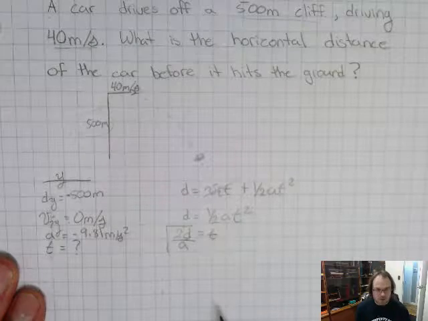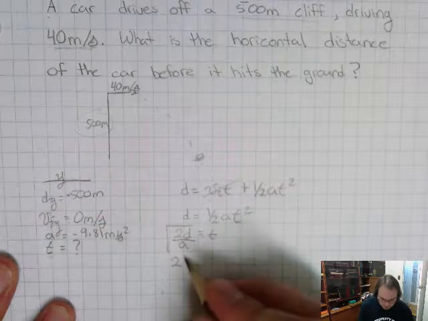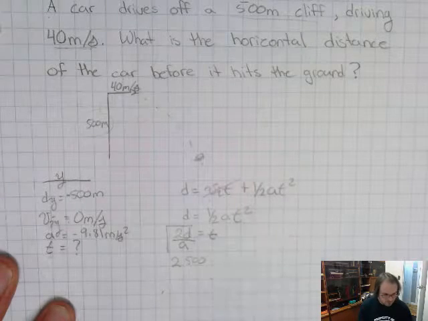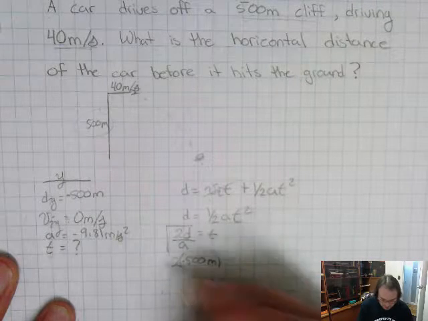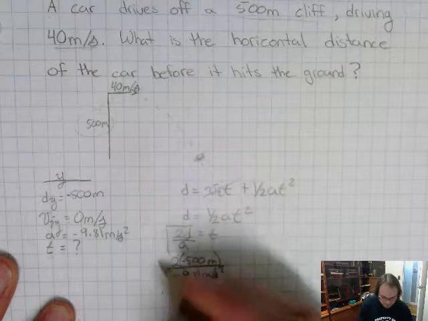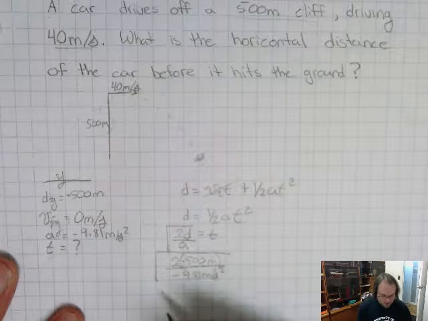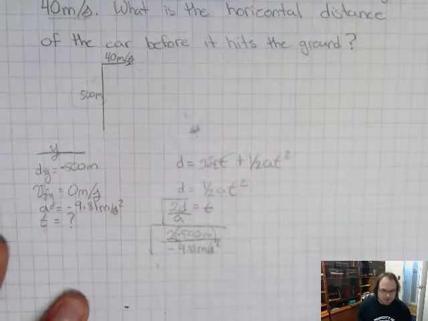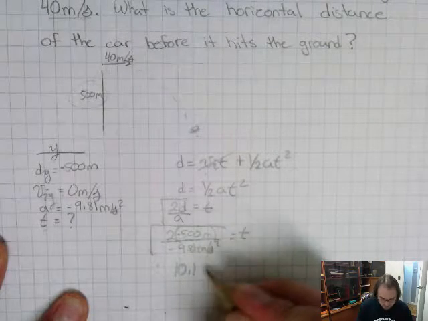So, now let's plug in everything we know. I'm going to have 2 multiplied by 500 meters, which is negative, divided by negative 9.81 meters per second squared. And we want to square root that. If I calculate this, the negatives cancel out, and I'm going to end up getting 1,000 divided by 9.81 meters per second squared. That's going to give me a total of 10.1 seconds.